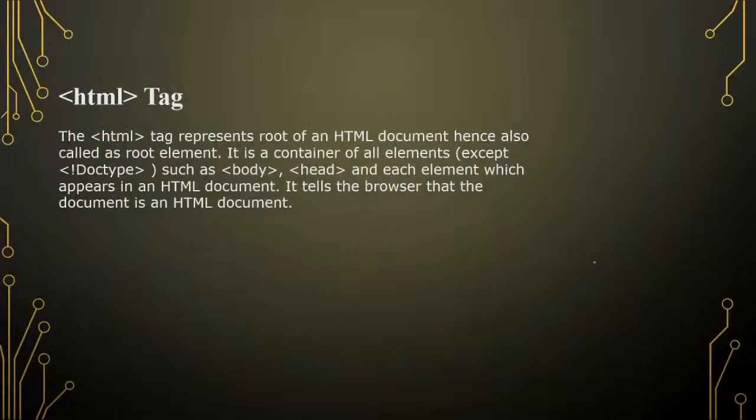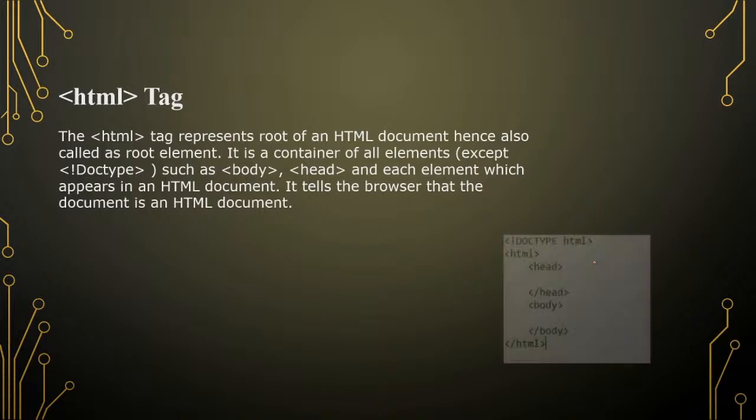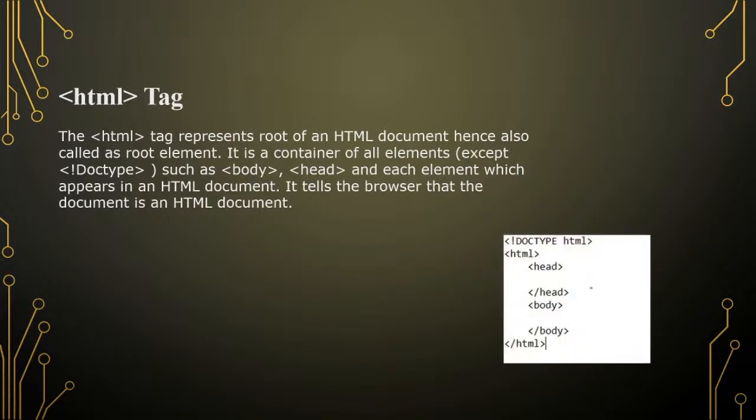Coming to the HTML tag. After the doctype tag, we include the HTML tag. Between this tag, all the HTML code is written. The HTML tag represents the root of an HTML document, hence also called the root element. It is a container of all elements such as body, head, and each element which appears in an HTML document. It tells the browser that the document is an HTML document. Let me show you what I'm talking about.